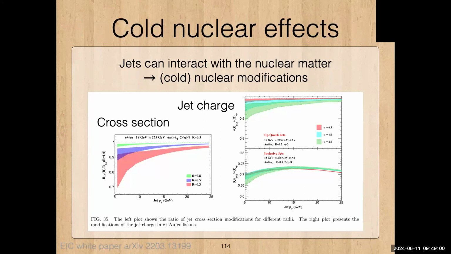For example, when jets are created, they can interact with the cold nuclear matter, the nucleus, and this can cause some energy loss. And in the EIC, we can study this in great detail. As an example, if you look at the cross-section difference from this effect, you can see that for different radii, you see different things. The different radii capture different amounts of modification.